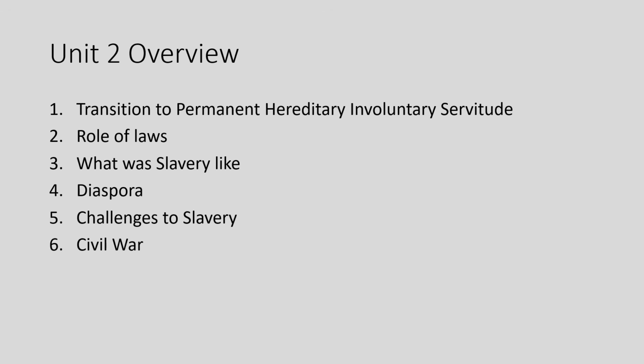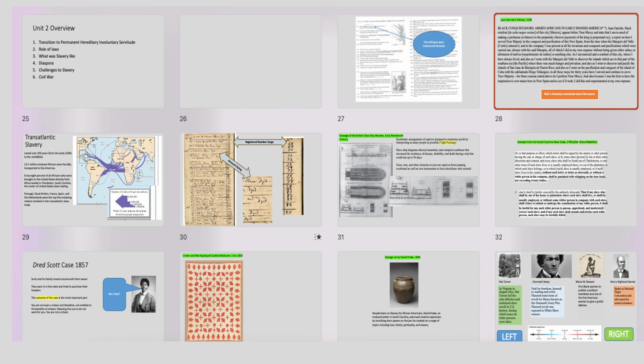We're now going to look at Unit 2. And Unit 2 overview is looking at the transition to permanent hereditary involuntary servitude and the role that laws play in making slaves and their children permanent. It also focuses on what slavery was like, where people went to Central, South, and North America, and eventually ending with the... So here we have some of the slides that I selected that give a pretty good overview.